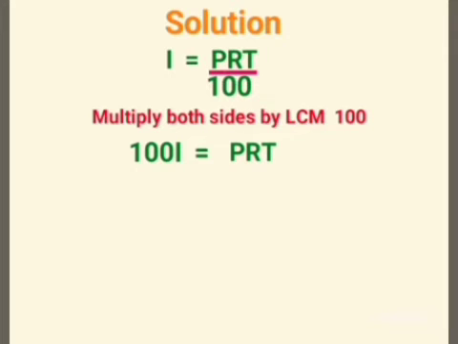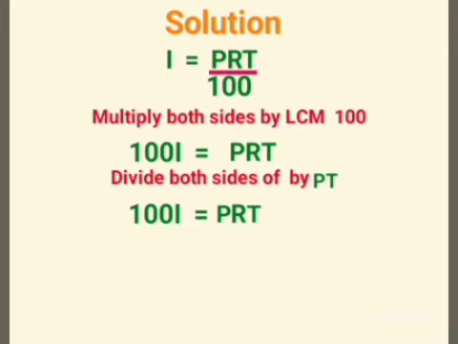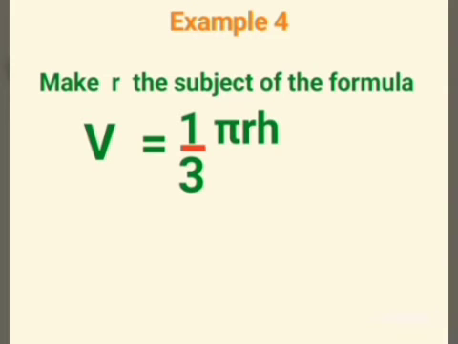Step 2. Divide both sides of the formula by PT so that R can stand alone. PT cancels out PT. Therefore, our answer becomes R equals 100I all over PT. Make R the subject of the formula V equals 1 over 3 pi r square h.